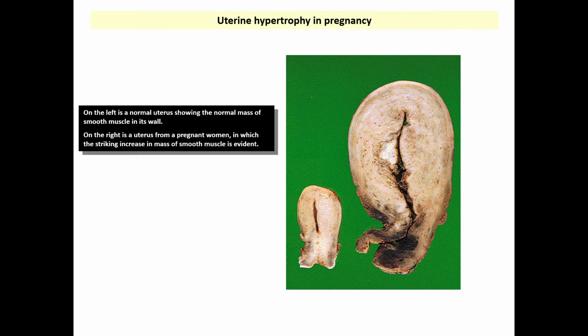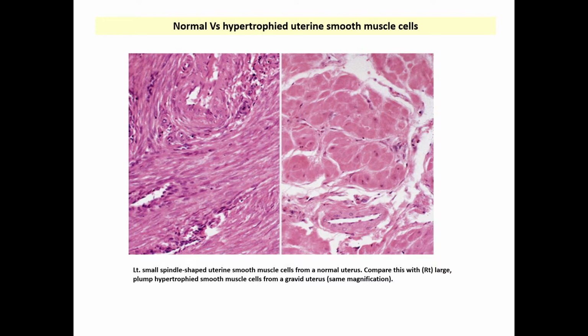This is a gross appearance of the uterus. On the left side is the normal uterus showing a normal mass of smooth muscle in its wall. On the right is the uterus from a pregnant woman in which a striking increase in the mass of smooth muscle is evident. This is a normal versus hypertrophied uterine smooth muscle cell.